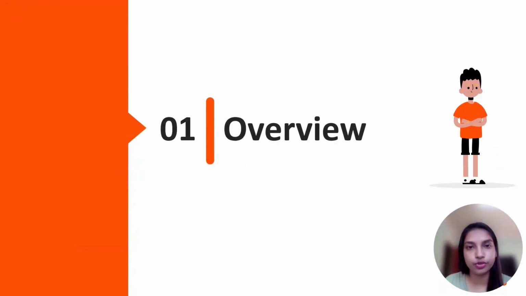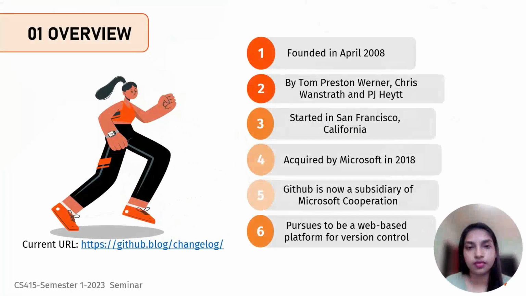To start with overview, GitHub was founded in April 2008 by Tom Preston-Werner, Chris Wanstrath, and PJ Hyde. It all started in San Francisco, California, and was later acquired by Microsoft in 2018. GitHub is now a subsidiary of Microsoft Corporation, while it also remains a web-based platform for version control at the moment. The link to GitHub is also provided at the left bottom corner.